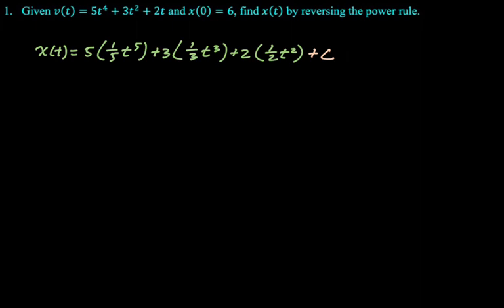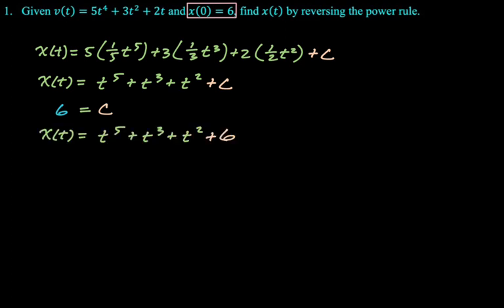Then I run into this problem where the derivative of any constant at all, pick a constant, pi, e, the derivative is 0. So I have to just throw a plus c in there because I don't know if when I took the derivative, maybe there was something there and it went away. The way I'm going to solve for that c is I'm going to use the fact that x of 0 is equal to 6. So it is useful to simplify this first. So x of 0 is equal to 6. So I'm going to say 6 is equal to 0 plus 0 plus 0 plus c. So 6 is equal to c. And then I'm going to write my final answer as t to the 5th plus t cubed plus t squared plus 6. That is the idea.